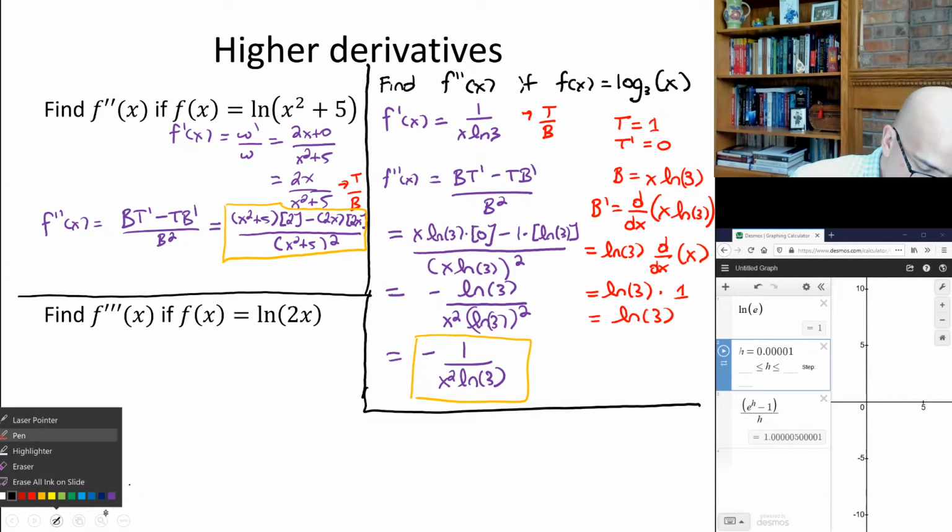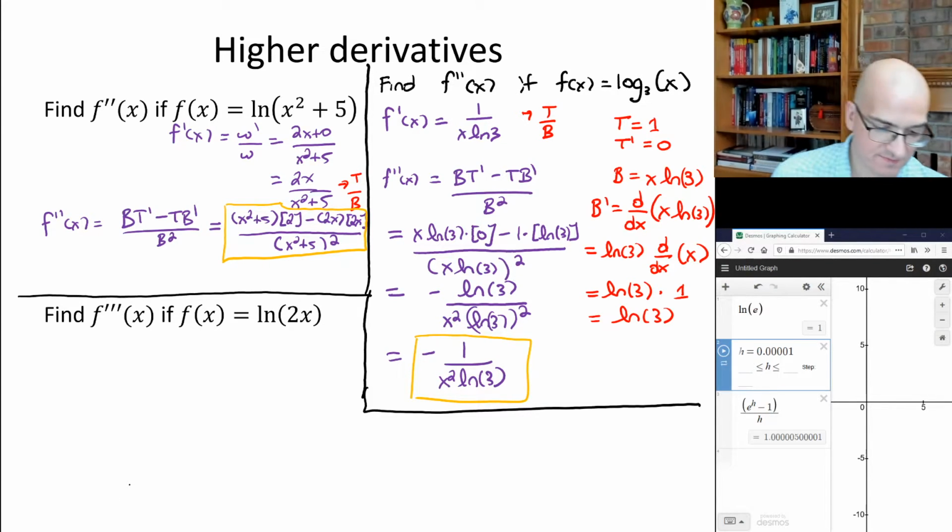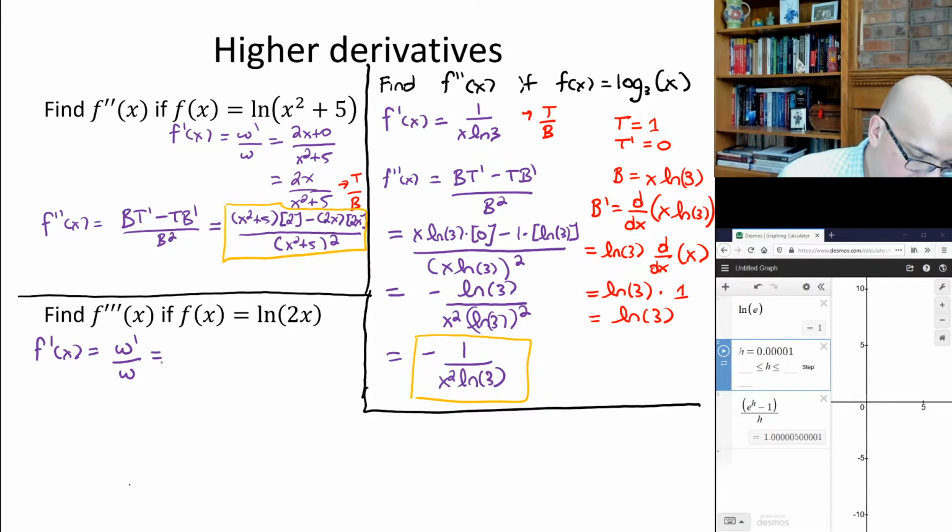All right, bottom left question. Find the third derivative of the ln of 2x. So the first derivative, this is w prime over w, where w is equal to 2x. So w prime is 2. And then w itself is 2x. The 2's cancel, and we get 1 over x.